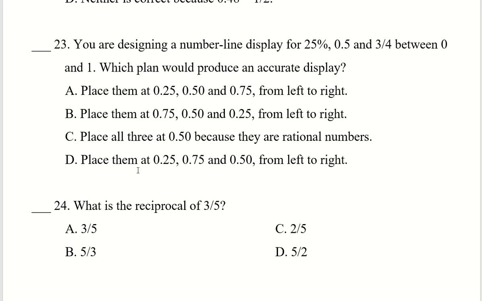23. You are designing a number line display for 25%, 0.5, and 3/4 between 0 and 1. Which plan would produce an accurate display? 25% is 0.25. 3/4 is 3 divided by 4, which is equal to 0.75. So for 23, place them at 0.25, 0.50, and 0.75 from left to right.